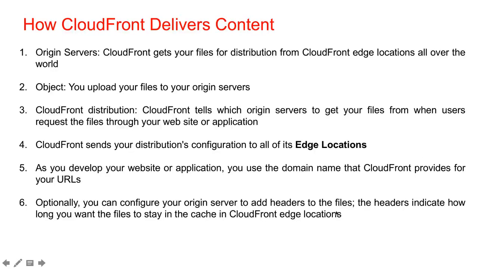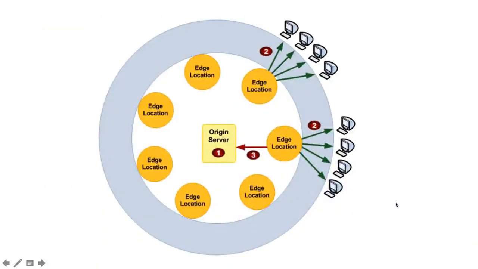Optionally, you can configure your origin server to add headers to your files. The headers indicate how long you want the files to stay in the cache in the CloudFront edge locations. So you define something called TTL, or time to live, which means you decide after how much time your content would get updated and saved in your edge location. We'll see that in the configuration. We'll discuss this diagram later on.